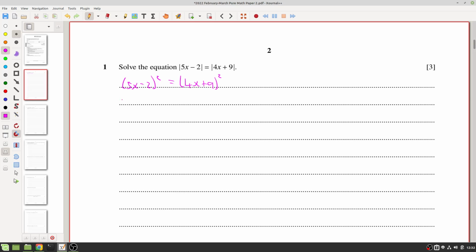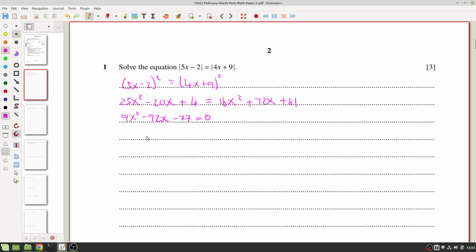Okay, so squaring the left hand side, that gets us to 25x squared minus 10x, so that's minus 20x, and then plus 4. On the right hand side, we've got 16x squared, 9 times 4 is 36, and another one is 72, so plus 72x, and then plus 81. Now this is a quadratic trinomial, so let's get all the terms on one side and 0 on the other. The 25 minus 16 will give us 9x squared, and then negative 20x minus 72x is going to be minus 92x, and then 4 minus 81 is negative 77, so equals 0.